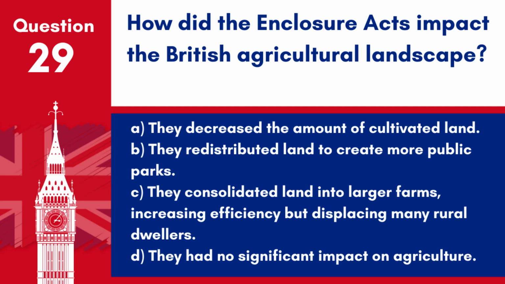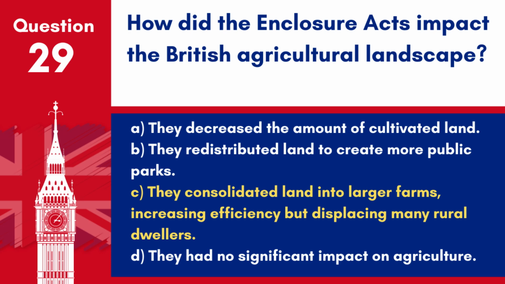How did the Enclosure Acts impact the British agricultural landscape? A. They decreased the amount of cultivated land. B. They redistributed land to create more public parks. C. They consolidated land into larger farms, increasing efficiency but displacing many rural dwellers. D. They had no significant impact on agriculture. Answer C. They consolidated land into larger farms, increasing efficiency but displacing many rural dwellers.